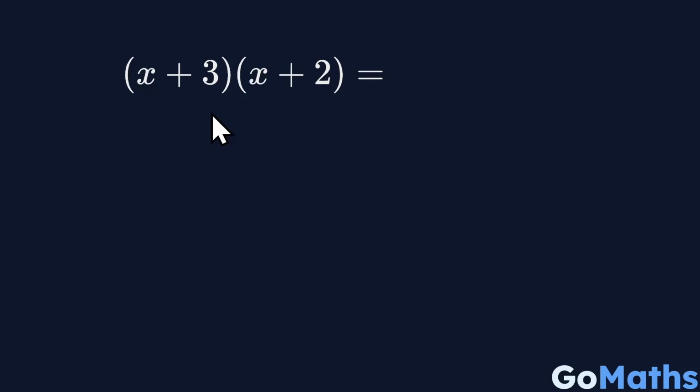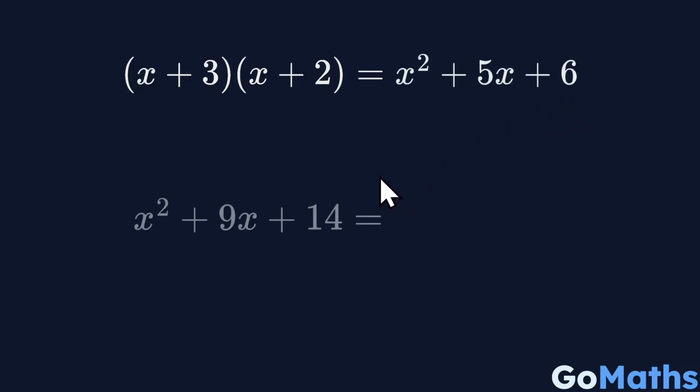Hi, today we're going to cover how to factorize quadratics. You may have seen before that if we have two binomials and multiply them together, we can get a quadratic. In this case, we have x squared plus 2x plus 3x plus 6, giving this quadratic. However, what if we want to go the other way?